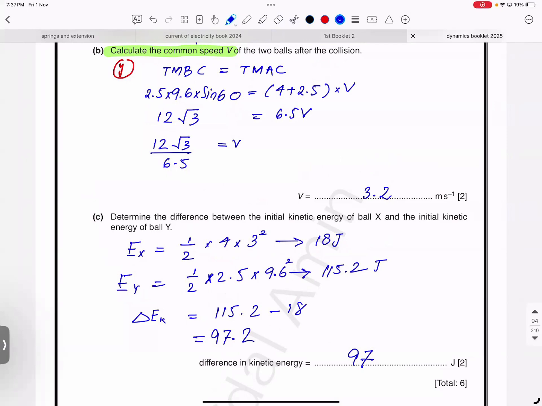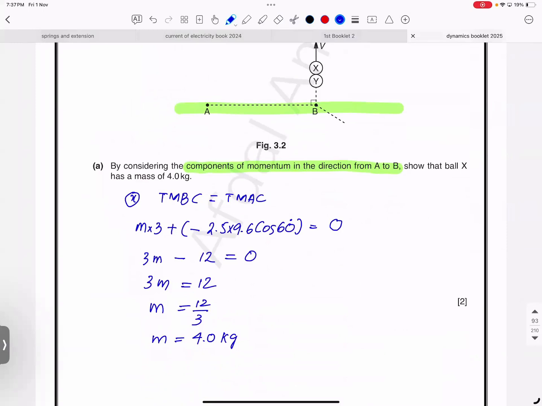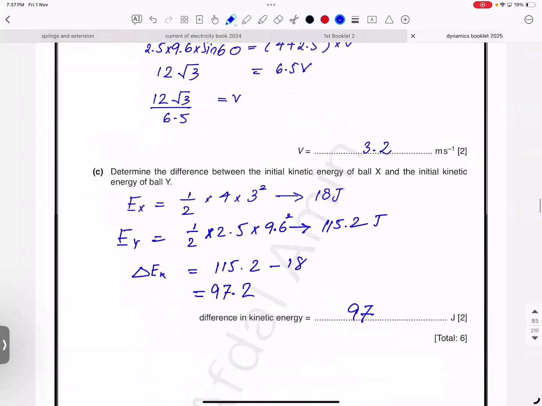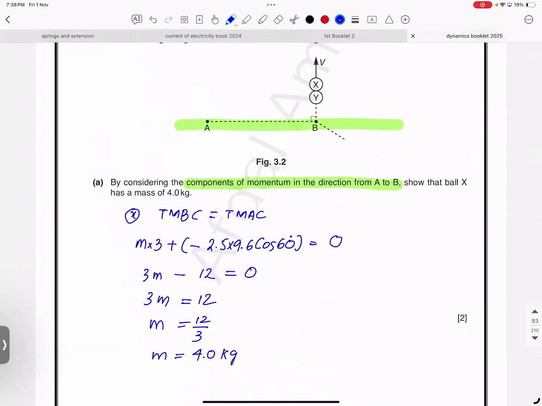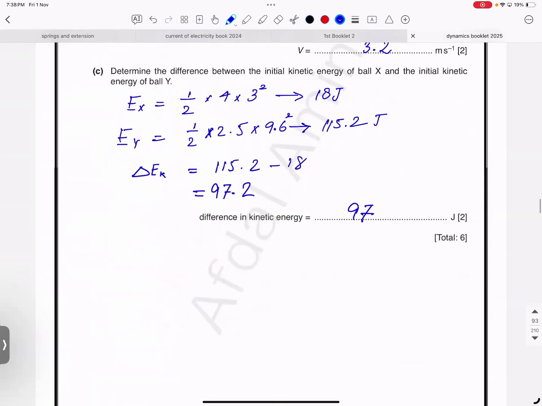Why do I use Y component here? Because the common speed after collision is only in the Y direction. Both the X in part A and Y in part B. If you use X component here, you already used it. Okay, next question, my dear.